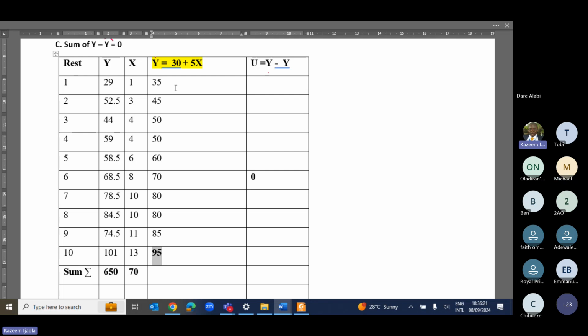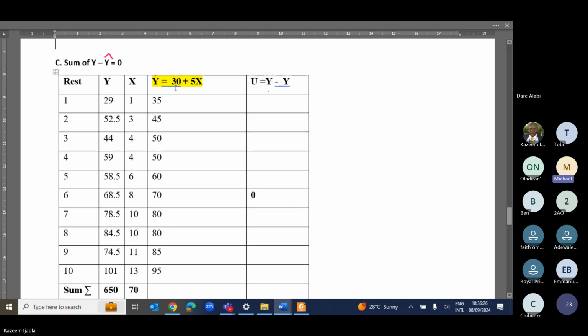Okay, so this is what we've gotten here. This is our y cap. Now we need to determine the value of our u cap. Our u cap is equal to y minus y cap. So what is our y minus y cap? Here it is going to be 29 minus 35. So the answer is minus 6.